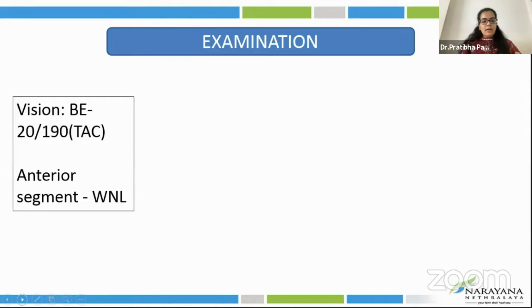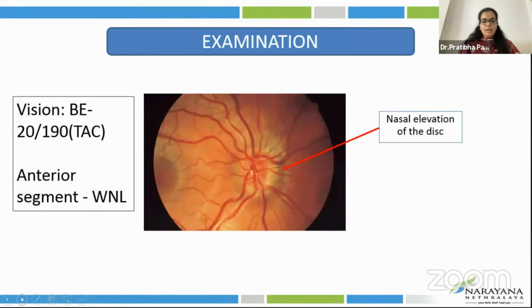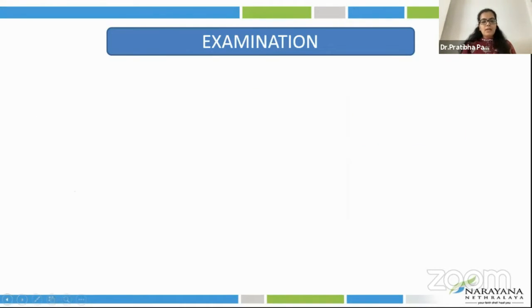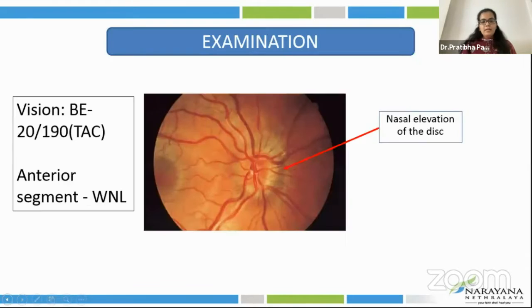Visual acuity was 20/90 on TAC, anterior segment was normal. And this is how the disc appeared. It revealed a nasal elevation of the disc. So when we just look at the history, the squint evaluation and the disc which appears like this, it can often confuse us as if there is something ominous. But just look at the next slide.